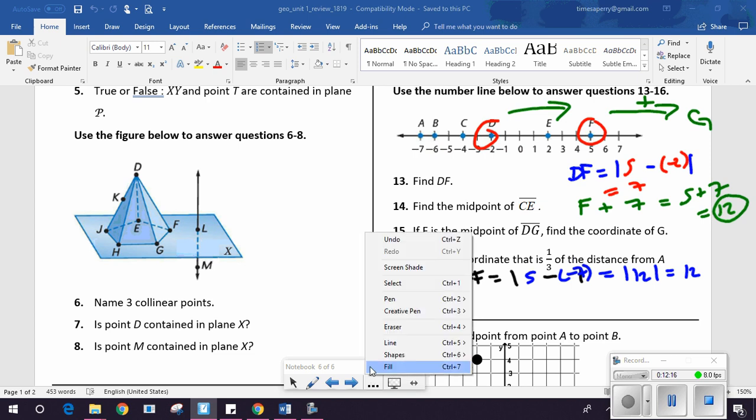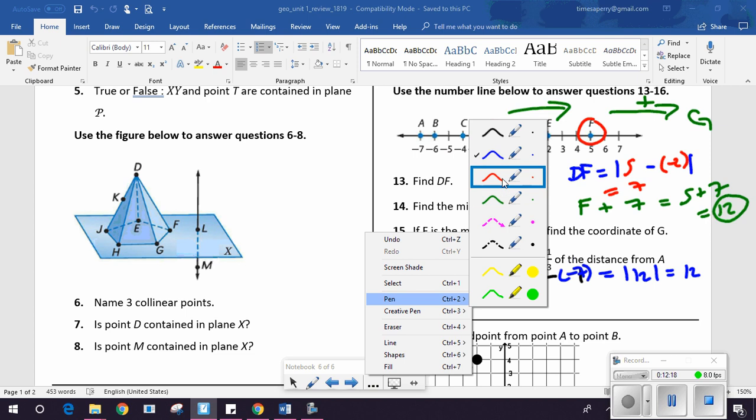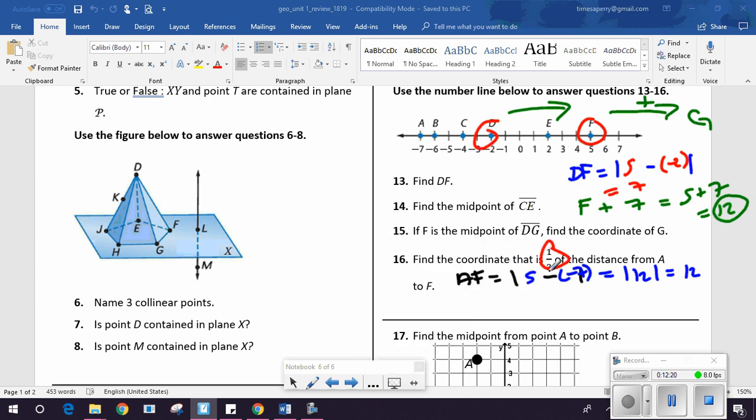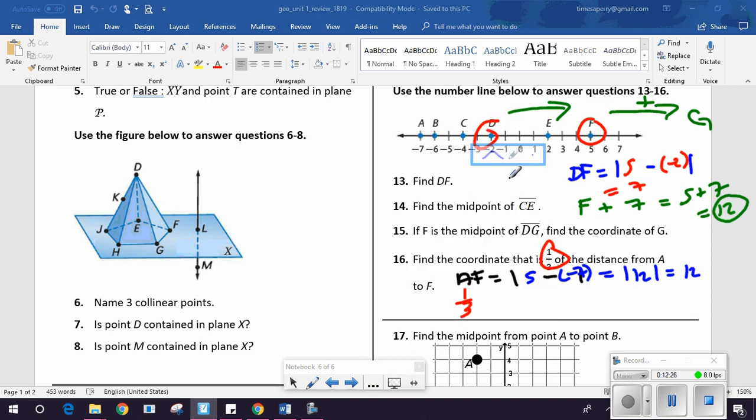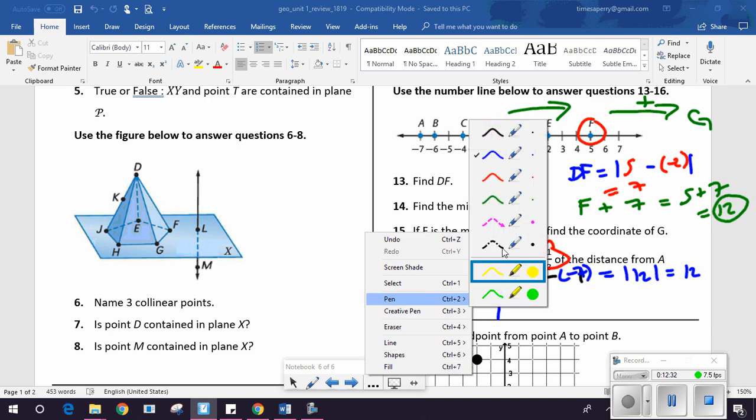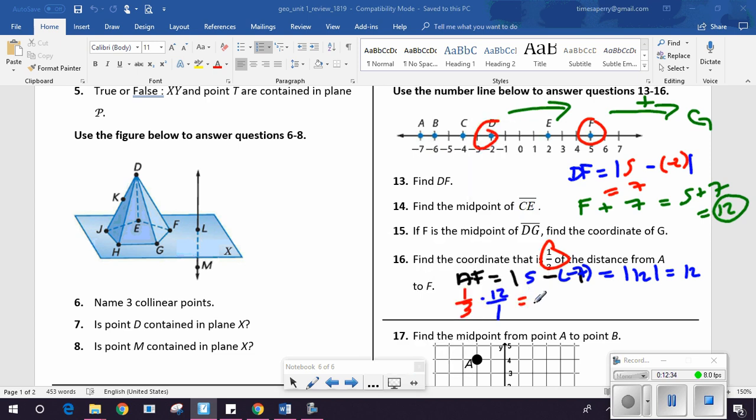The second thing you have to do is find the fractional distance. Take the fraction, 1/3, times the total distance, 12. So put it over 1 and multiply. So you would get 12 over 3, which is 4. So that's your fractional distance.